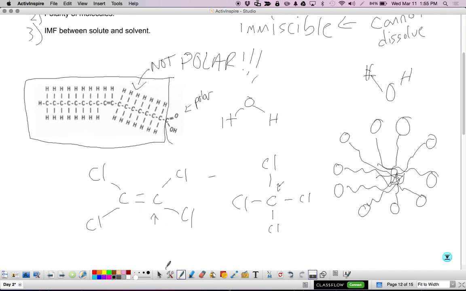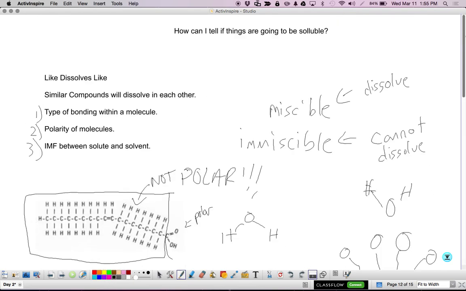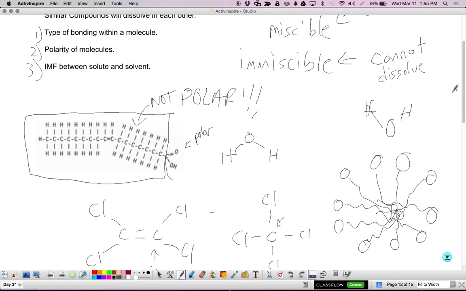Here, this is trigonal planar, and there's no net dipole on this molecule either. All right, so that's sort of like dissolve like in nitty-gritty detail.